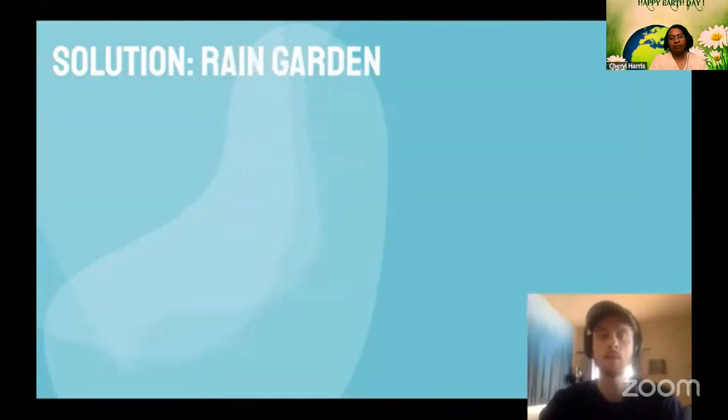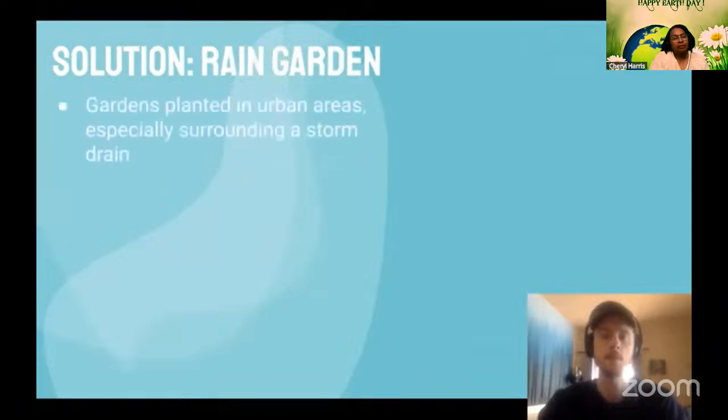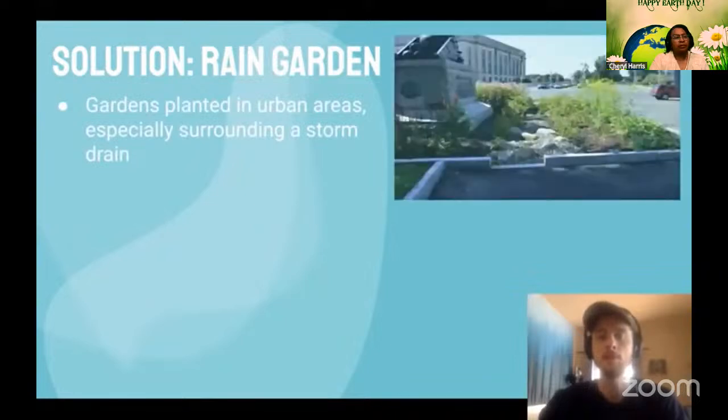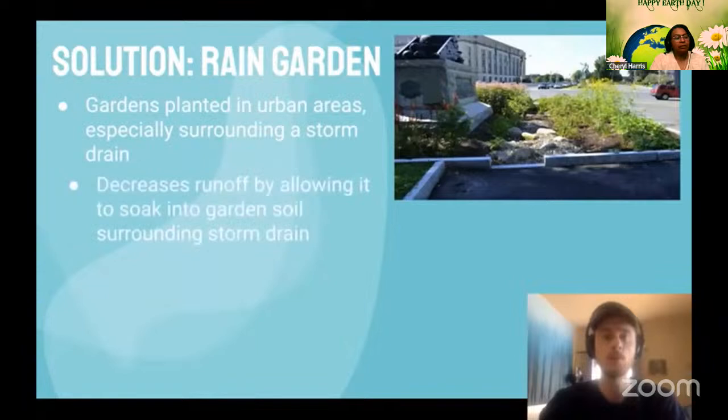Next solution we have is planting rain gardens and planting trees in cities. So rain gardens are just gardens planted in an urban area, typically surrounding a storm drain. So we can see one here in the middle of this photo, there's a storm drain, but then we have a bunch of soil and vegetation around it. The goal is to soak up a lot of the rainwater before it actually goes into the storm drain. So one, we reduce the total volume of stormwater that's actually created, but also the soil and the plant's roots can filter out some of the pollutants that may be in the stormwater. So not only are we creating less stormwater, we're hopefully creating cleaner stormwater.